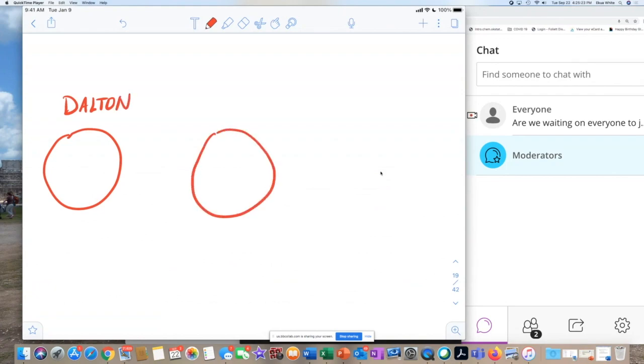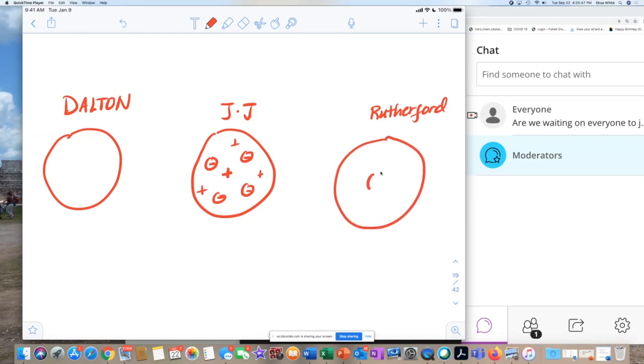Then comes JJ, okay? And he said, yeah, the atom is round, but there is more to the atom. This side has negative electrons. And the core itself is positive, like that. Then Rutherford, who is JJ's ex-best friend, in my mind, he comes in and he's like, oh, no, no, no. Here's what's happening. There is a nucleus in the middle, and the nucleus is positive. Then around the nucleus, you have the electrons, okay?